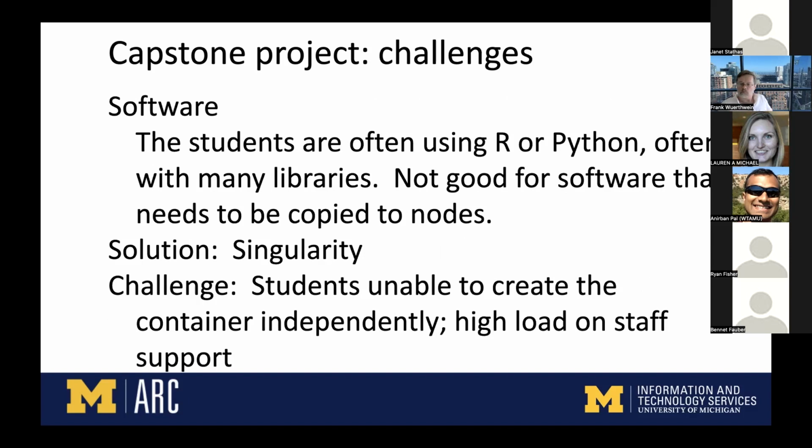One of the other challenges is the software. The students were using R in one project and Python in the other. Both of them had many tens of libraries that needed to be installed. That's not a good scenario for Open Science Grid, where the software typically needs to be copied to the node that's going to run the code. So the solution to this was to use Singularity.